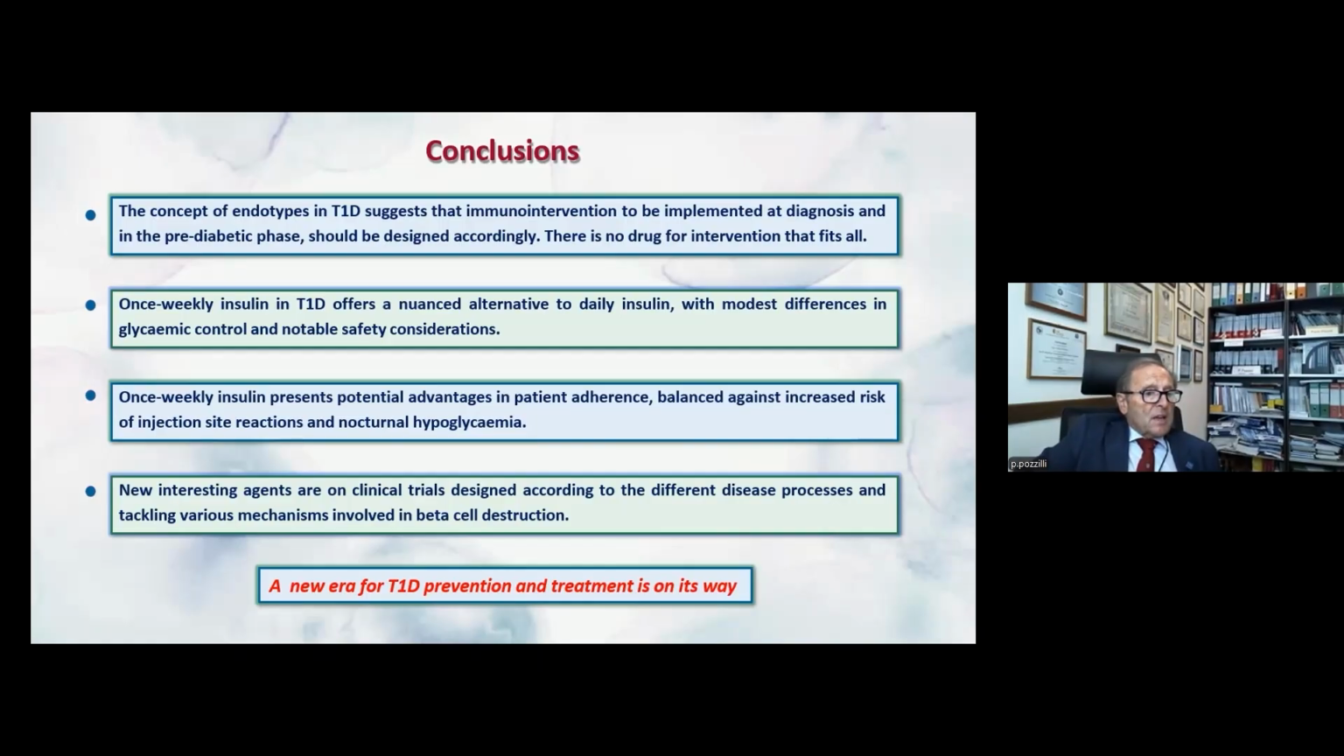Then finally, the new interesting agents in clinical trials that I've described, to intervene in different disease processes, could be very interesting because they could tackle the mechanisms involved in beta cell destruction. So the take-home message that I'd like to give you is that we have a new era for type 1 diabetes: prevention and treatment is on its way. And I'm very positive that in the near future we will see that type 1 diabetes will develop fewer complications because patients will have better metabolic control. We have a better opportunity to control glycated hemoglobin with these new therapies and to preserve beta cell function, which could be important to avoid developmental complications.